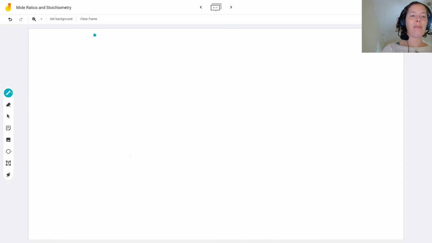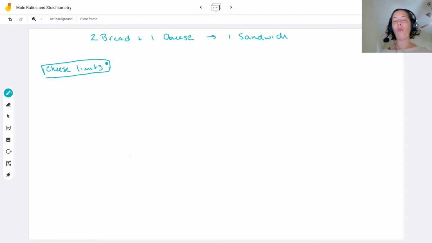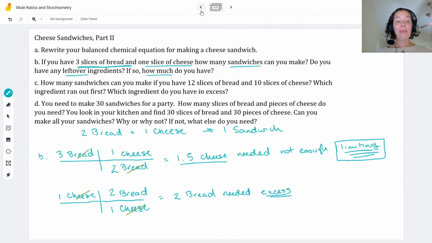Okay, let's rewrite my balanced chemical equation. 2 bread plus 1 cheese gives me 1 sandwich. There you go. That looks a little bit better. All right, in this case, I know that cheese limits. So I'm going to give myself that note just so I know which reagent to start with. All right, so now I'm going to predict how many sandwiches I can make.